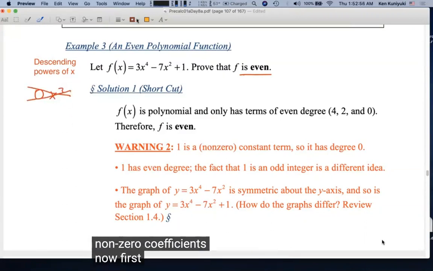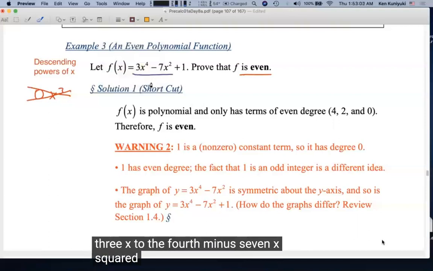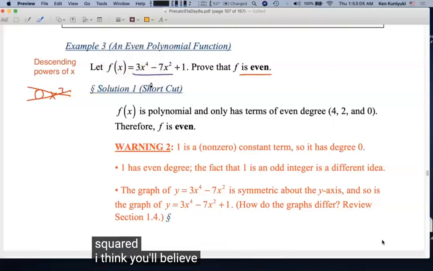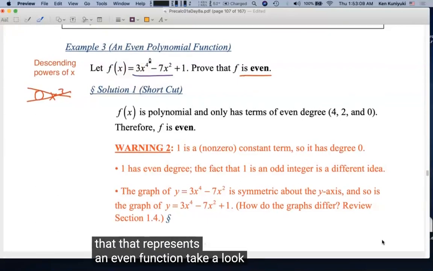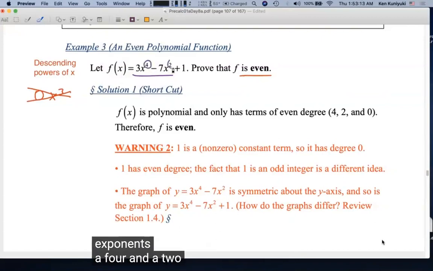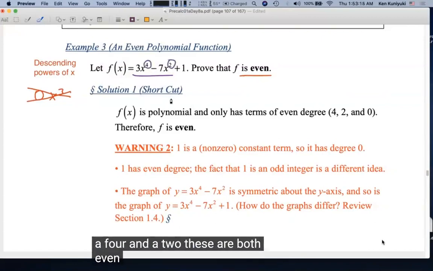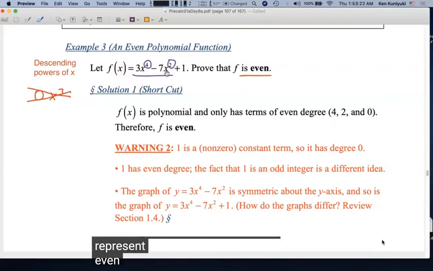Now, first, I'm going to look at 3x to the fourth minus 7x squared. I think you'll believe me if I tell you that that represents an even function. Take a look at these exponents. A 4 and a 2. These are both even integer exponents. X to the fourth and x to the second represent even functions.